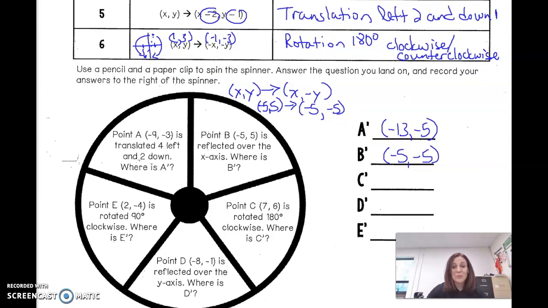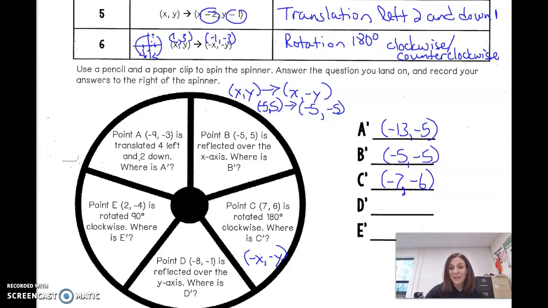Point C here is rotated 180 degrees clockwise. Right here, 180 degrees. Remember, we're just going to take our x value, make it opposite, and our y value, make it opposite. Well, the opposite of 7 is a -7. The opposite of 6 is a -6.